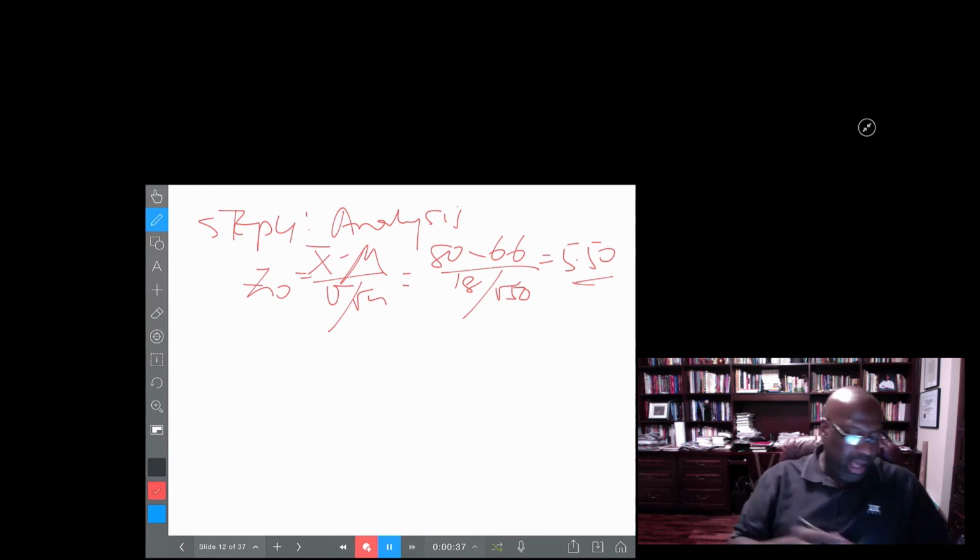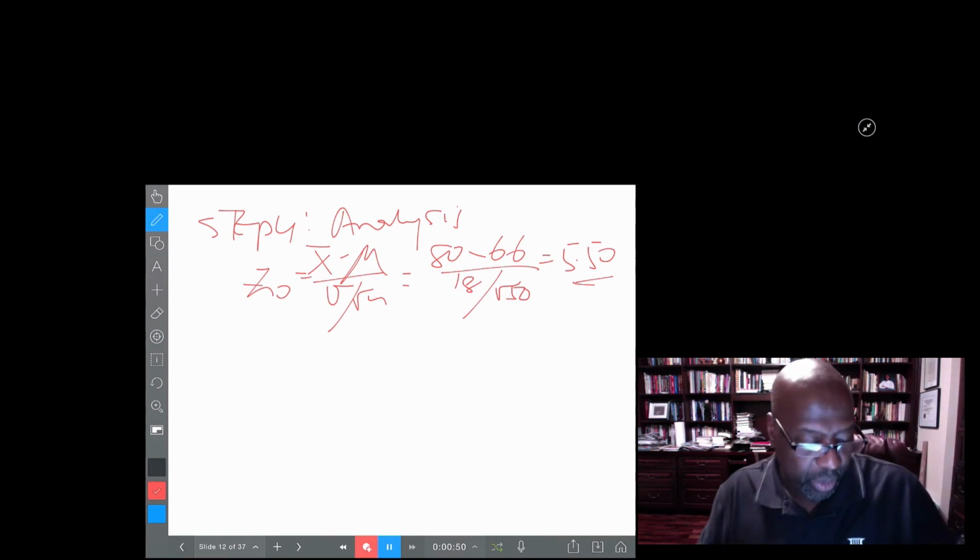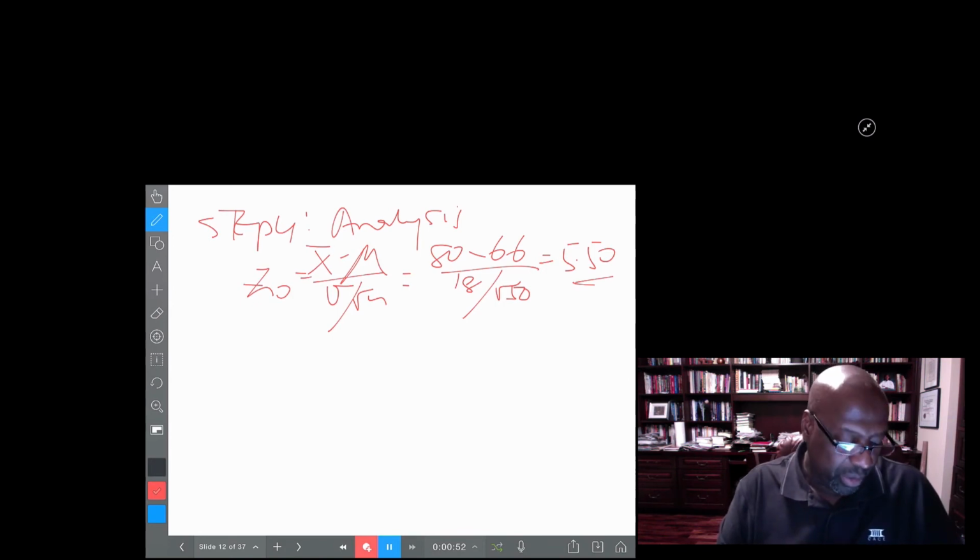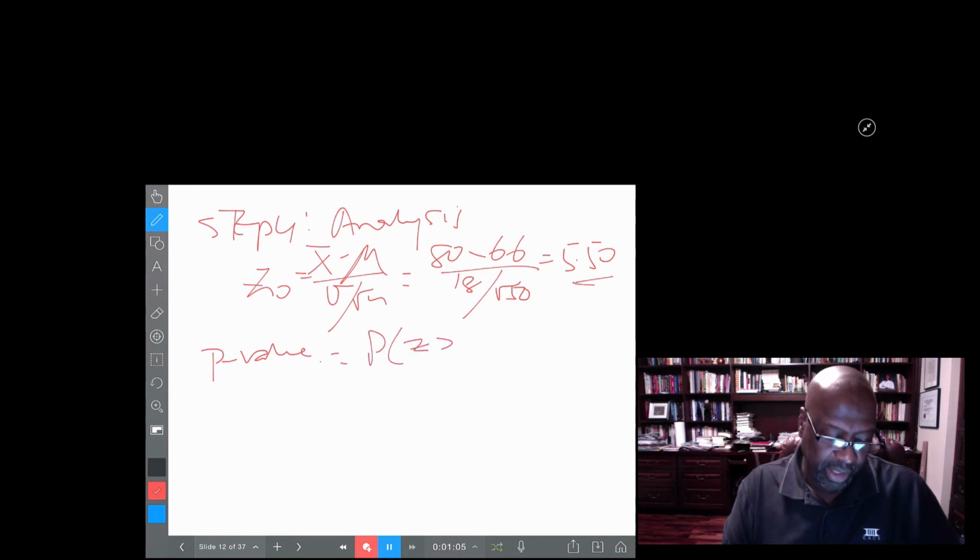So clearly, if you go back to the diagram, you will see that with 2.33, it will be in the rejection region. 5.5 will be in the rejection region. And so we know what our conclusion is going to be. But let's go a step further. Let's find a p-value. The p-value is just the probability associated with this, right? So p-value, in this case, is just the probability that z is greater than or equal to 5.50.